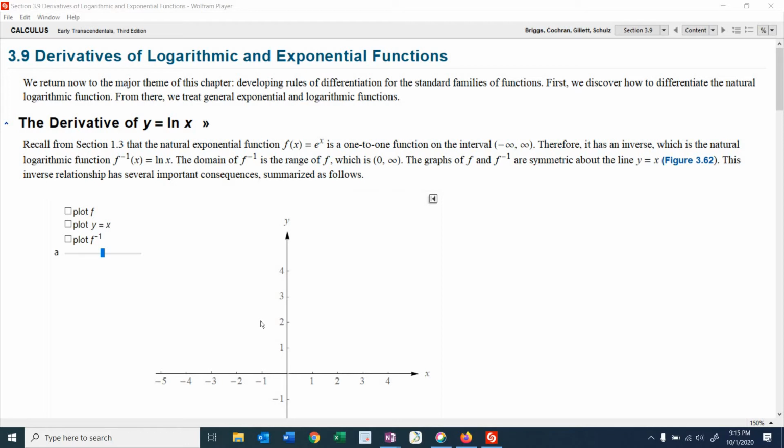The natural log function actually comes from an exponential function. In fact, all logarithmic functions come from some exponential function. They're the inverse of some exponential function. That's where they came from. And so the ln of x, the natural log of x, actually is the inverse of the exponential function e to the x, where e is the natural base.